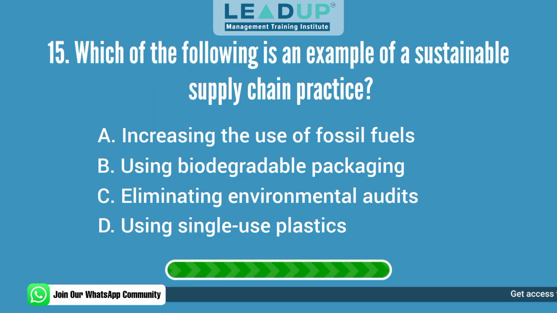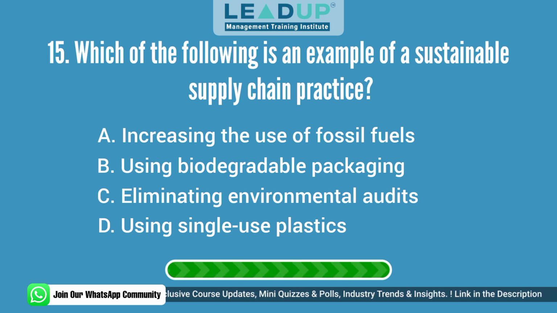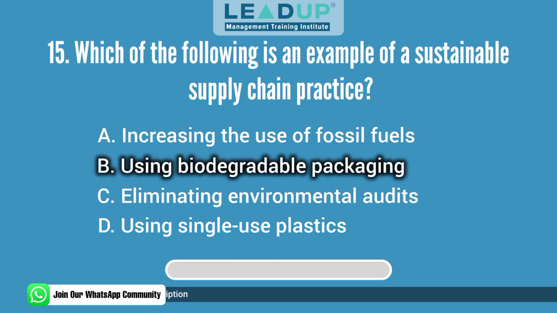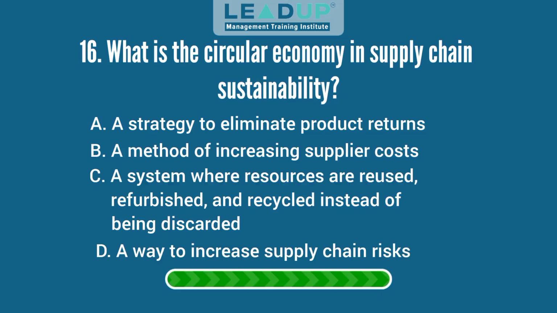15. Which of the following is an example of a sustainable supply chain practice? A. Increasing the use of fossil fuels. B. Using biodegradable packaging. C. Eliminating environmental audits. And D. Using single-use plastics. Answer: using biodegradable packaging.